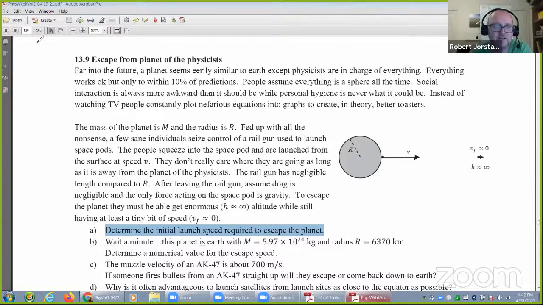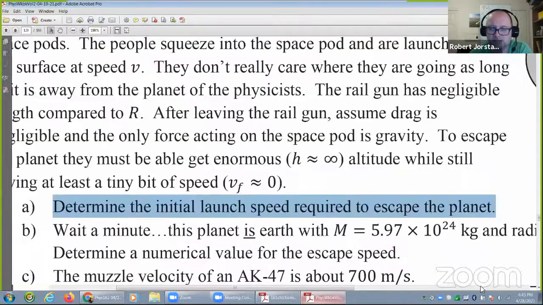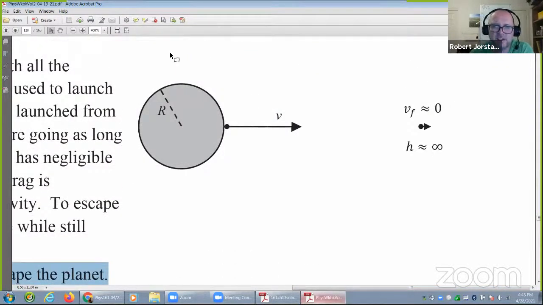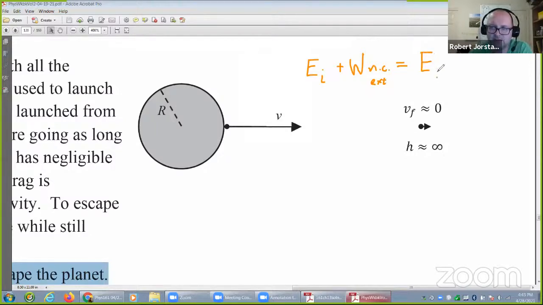So if we write down the energy, let me just make this a little bit bigger here. All right. So in this case, let's write down the energy equation. I hope you agree that E initial plus work done, non-conservative and external, should equal E final, right? That's kind of our energy equation. All right. What types of energy do you think we have?